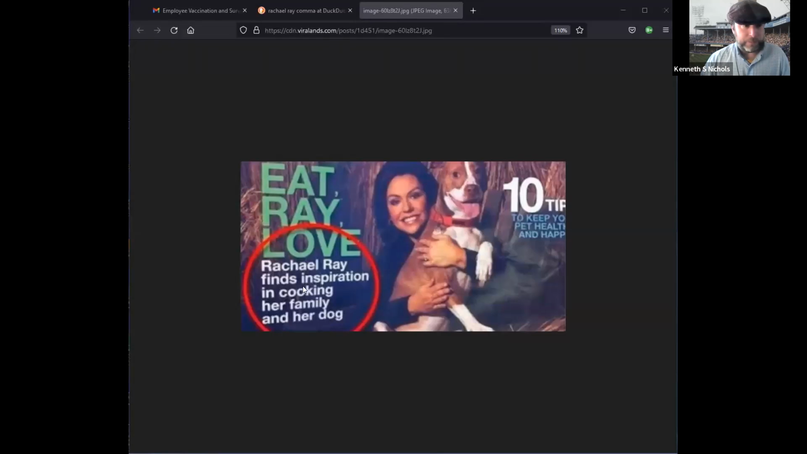I guess we'll end this session if I can share my screen, because I show them that, look, the Oxford comma, this is important. This isn't just something that we care about because we're teachers. So if we all know Rachel Ray, guess what? She's a monster. Rachel Ray finds inspiration in cooking her family and her dog. And that's how I'll use this little lesson to point out, look, the commas are important. That dog is perfectly safe.